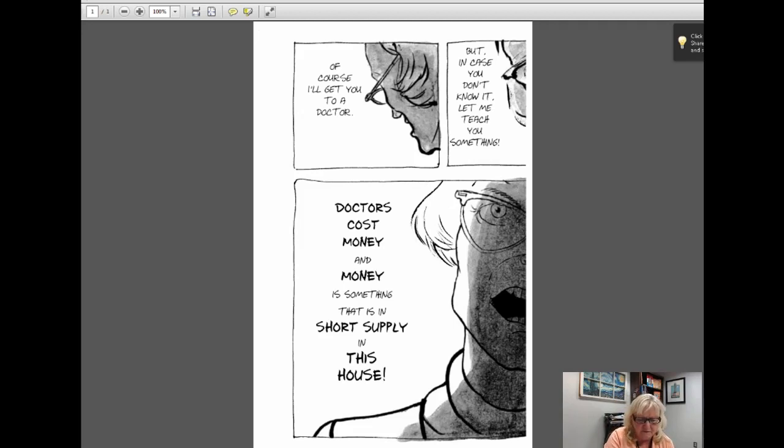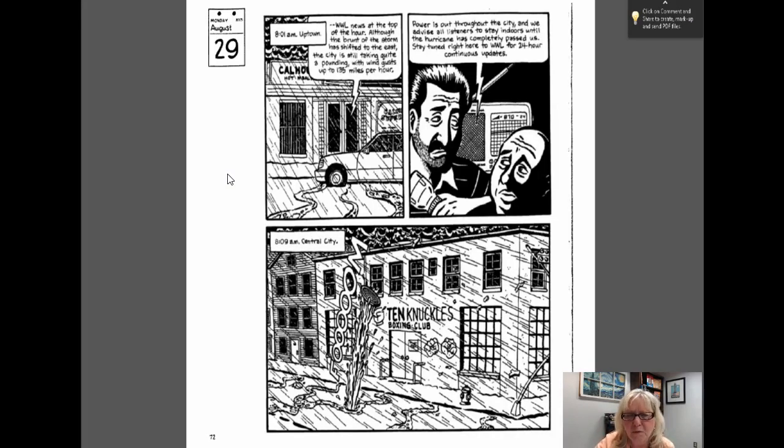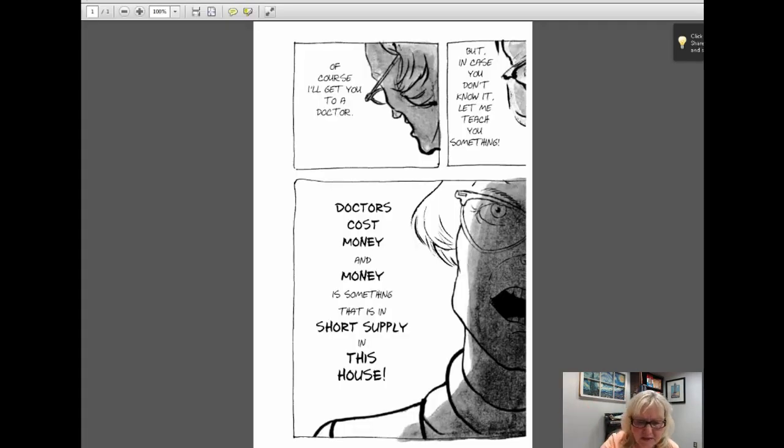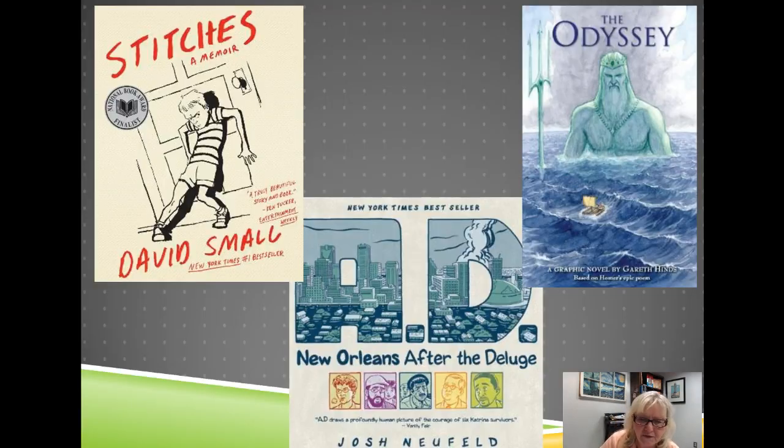It's not for the faint of heart, but you can see that this uses a totally different style of lettering compared to this very controlled lettering in AD. This is done freehand. It's not encased in bubbles, and it just gives you a different feel and adds a different impact. So even the lettering is part of the visual part of the story that you need to interpret in order to read the graphic novel.